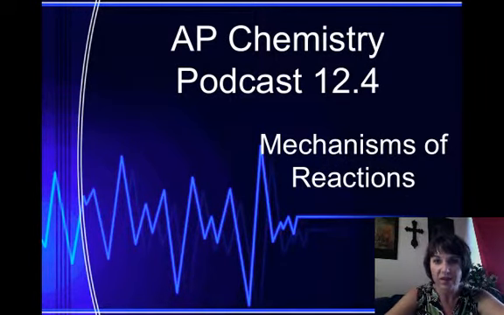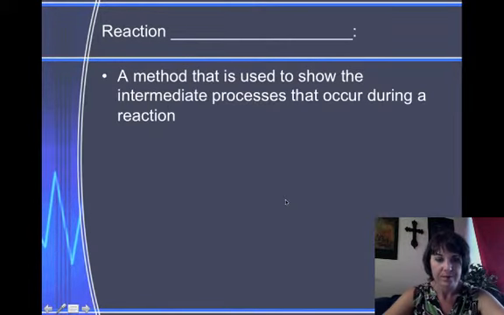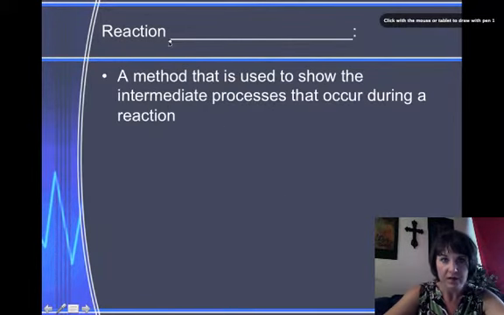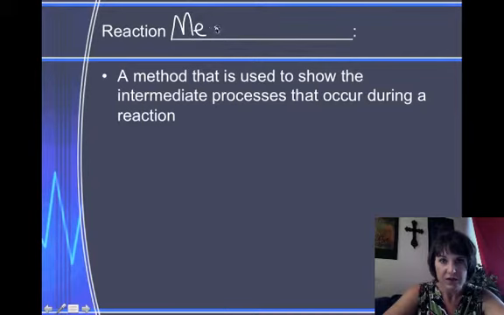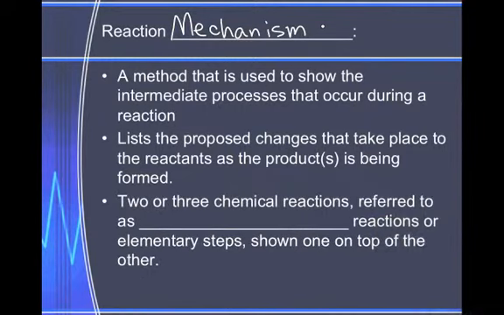This is podcast 12.4, where we will specifically look at the mechanisms of reactions. Reaction mechanisms are simply a method used to show the intermediate processes that occur during a reaction. So we want to be able to describe how the reaction occurs. We'll list the proposed changes that take place to the reactants as the products are being formed.